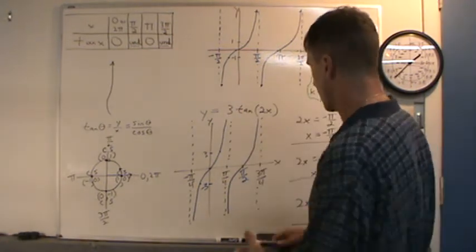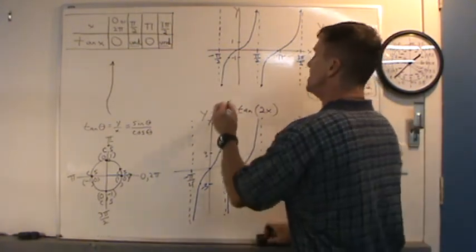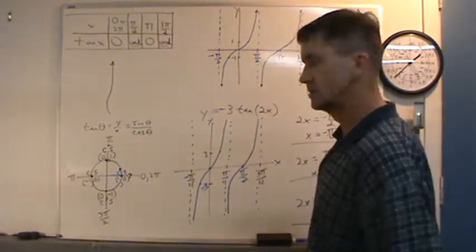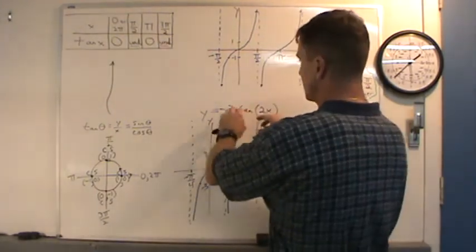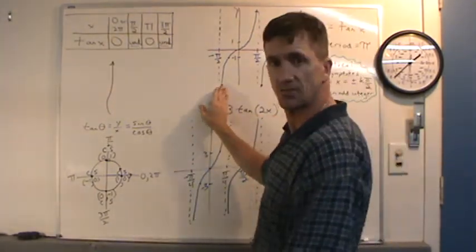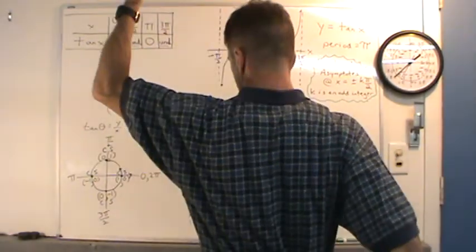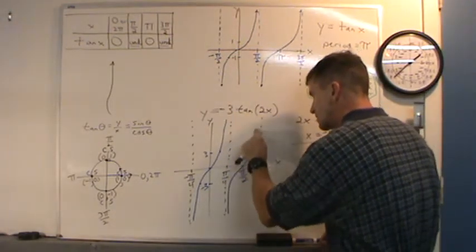Alright, here's our next graph. Let's sketch y equal to negative 3 tangent of 2x. Well, all this is going to do is take the original 3 tangent of 2x and reflect it about the x-axis. So this is just going to go like this. This one right here is just going to go like that. So all I have to do is just take this off like this.